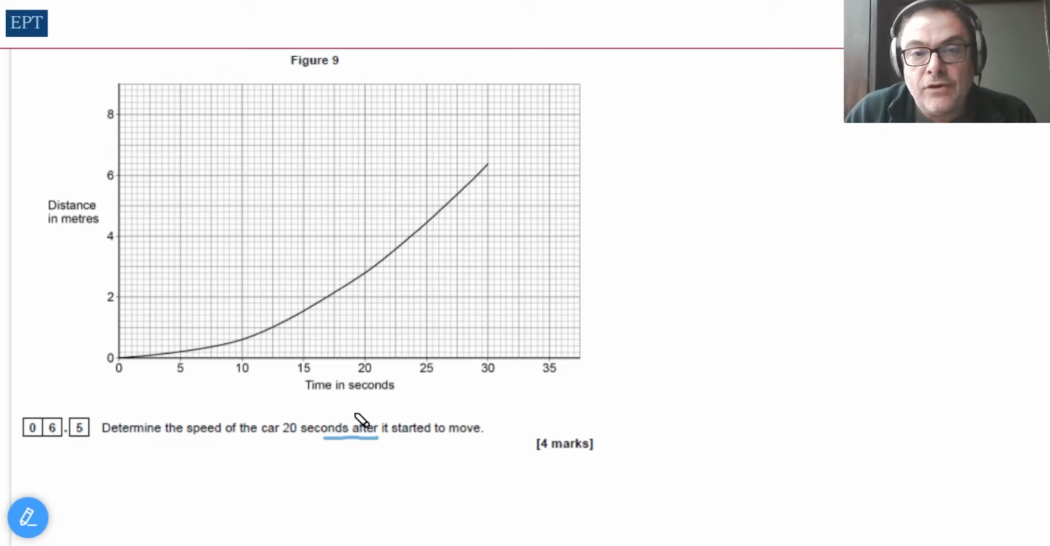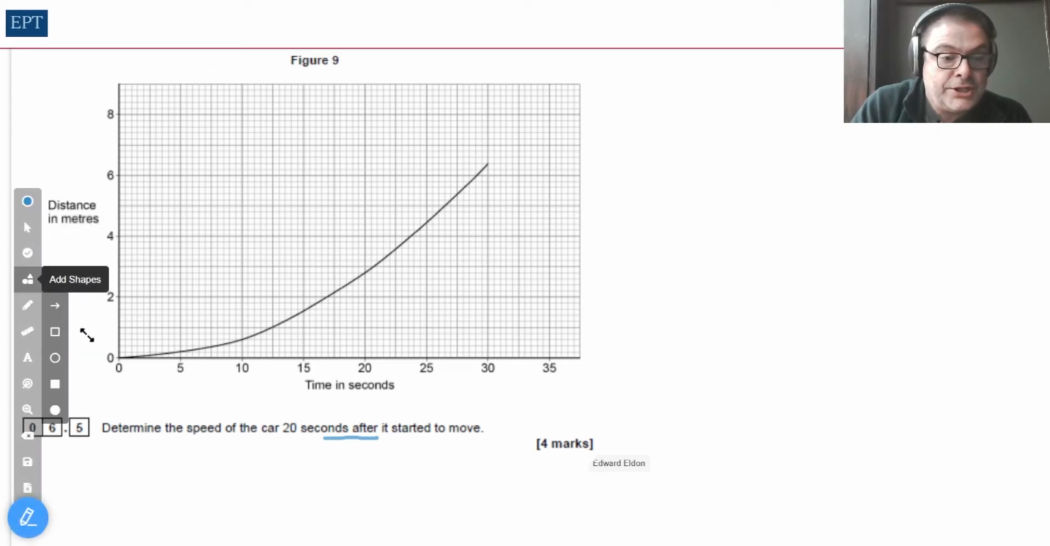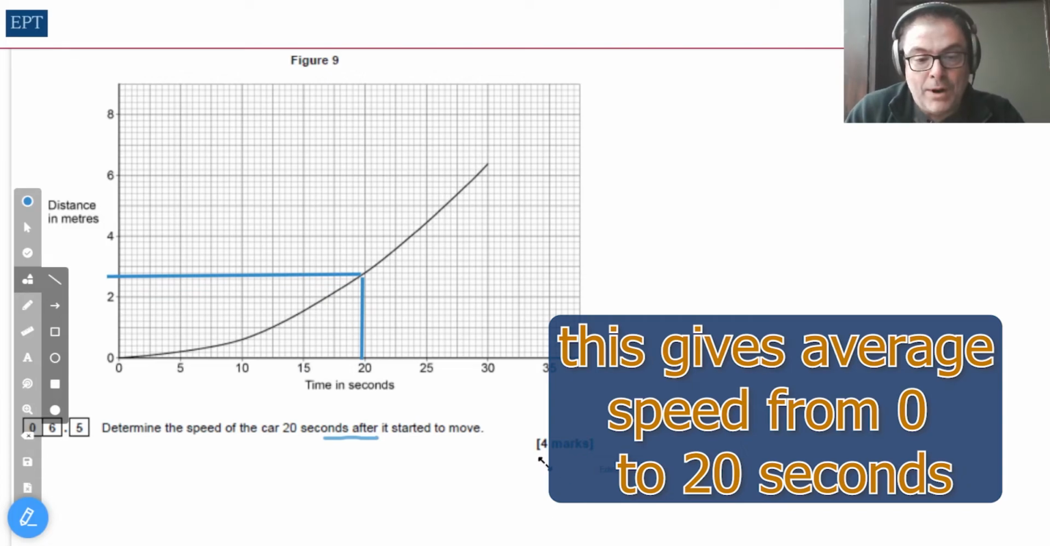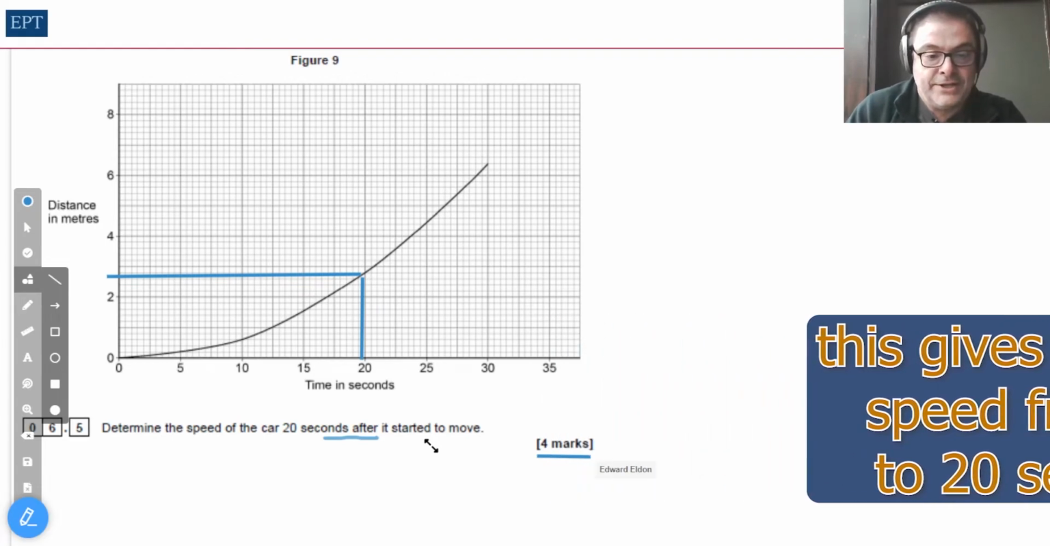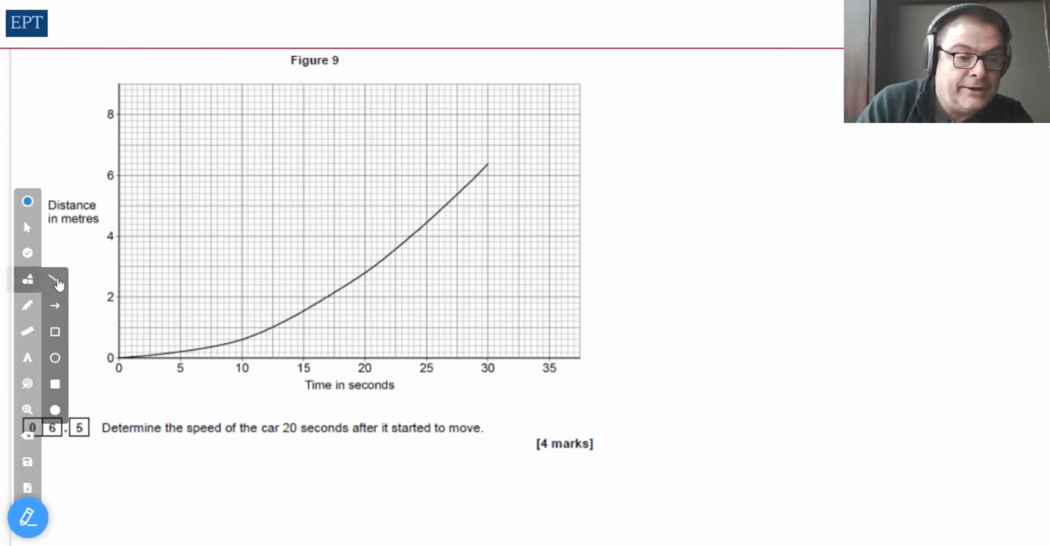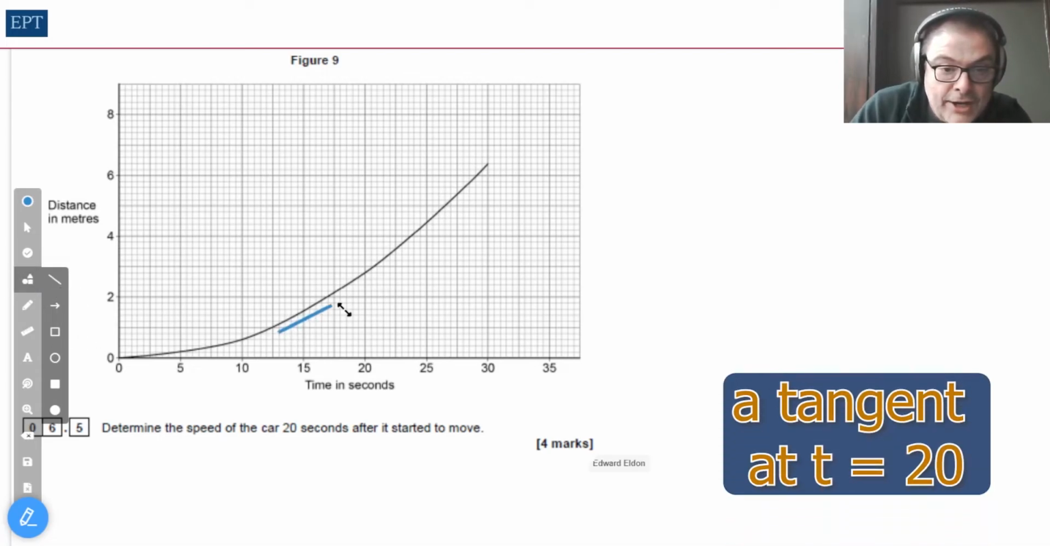6.5 asks us to find the speed of the car after t equals 20 seconds, and what you might think that you should need to do here is to just take the point 20 seconds here, read off the value of its distance there, and then do whatever the distance is divided by the time. Now that is too easy, isn't it, for 4 marks? And even if you don't understand the physics of why that's wrong, the fact that it's 4 marks tells you that it is. So what you actually have to do here is, of course, find the gradient at 20.